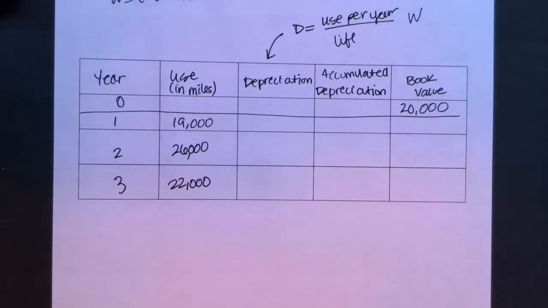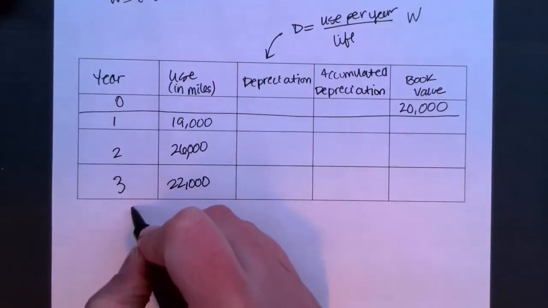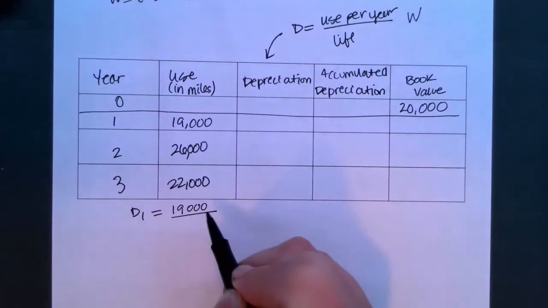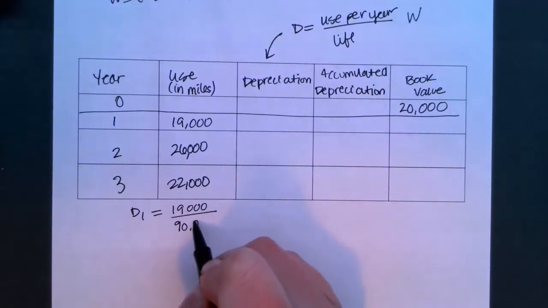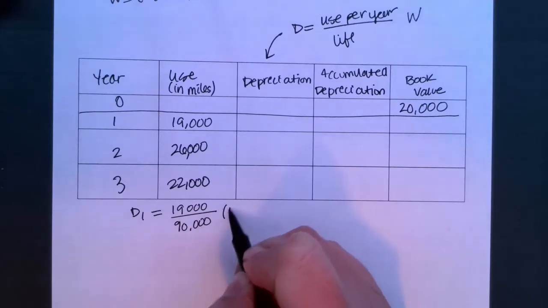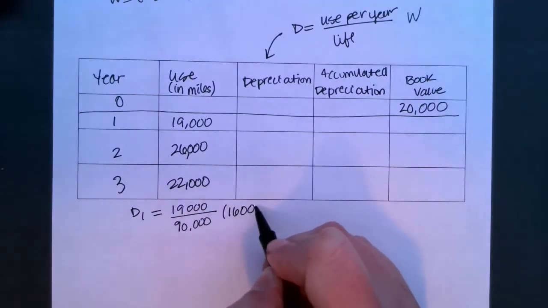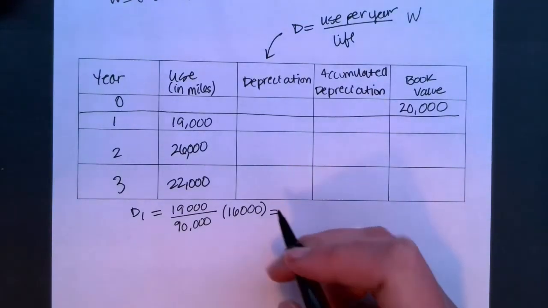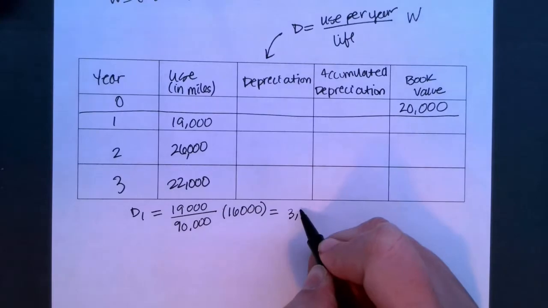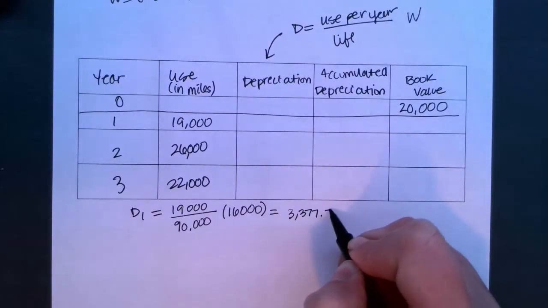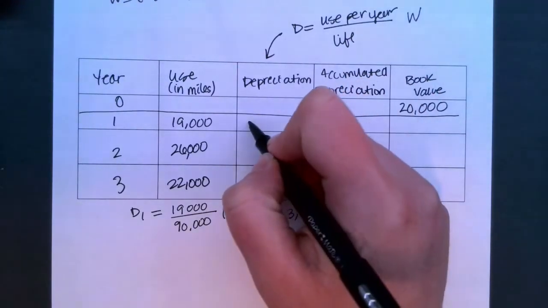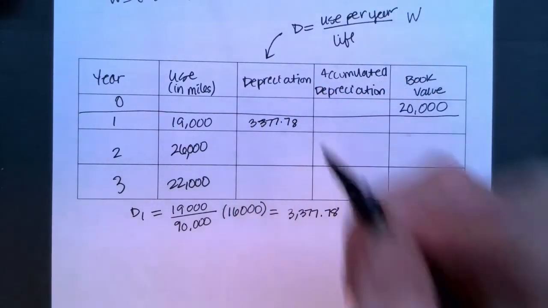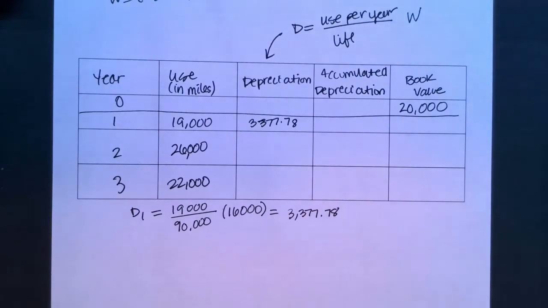Alright, so let's work these out. Our first depreciation in year 1 is going to be 19,000 miles over the life, which we said was 90,000 miles, times our wearing cost, 16,000. When we do that in our calculator, you should get 3,377.78. So we're just going to pop that up in our depreciation. Again, that's 3,377.78.